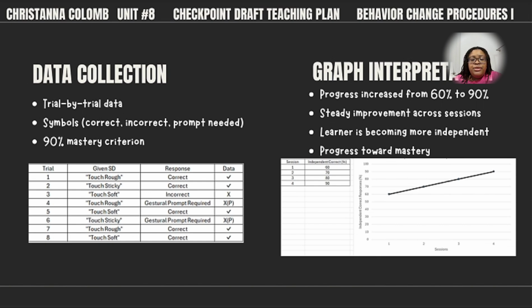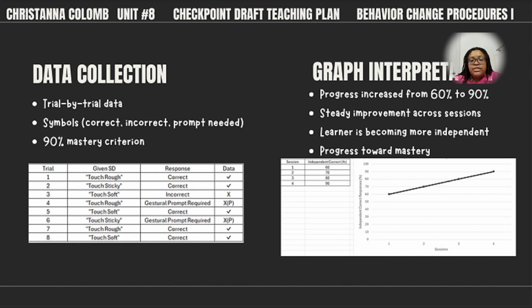A check mark will be used to record independent correct responses, and an X will represent incorrect responses. If there is an X and a P, that will indicate a response that required prompting, but it is still considered incorrect. Prompted responses are recorded separately because the goal is for the learner to respond independently. The data collected during each session will be used to monitor progress over time and also determine when the learner has met the mastery criterion of 90% independent correct responses across 4 teaching sessions.